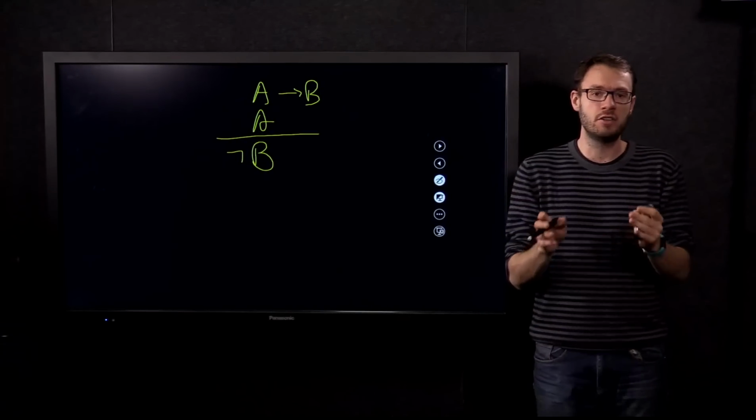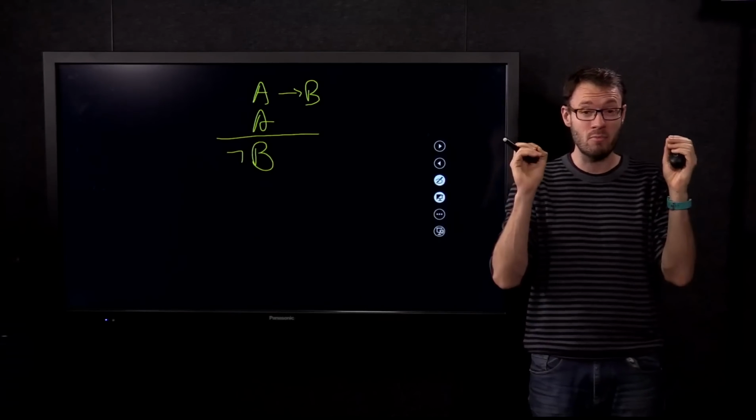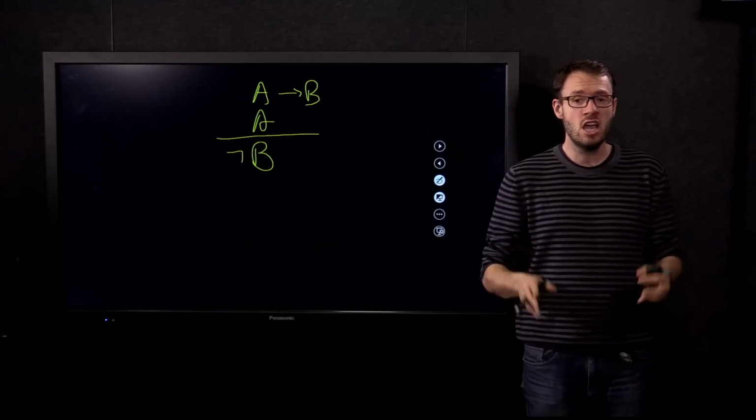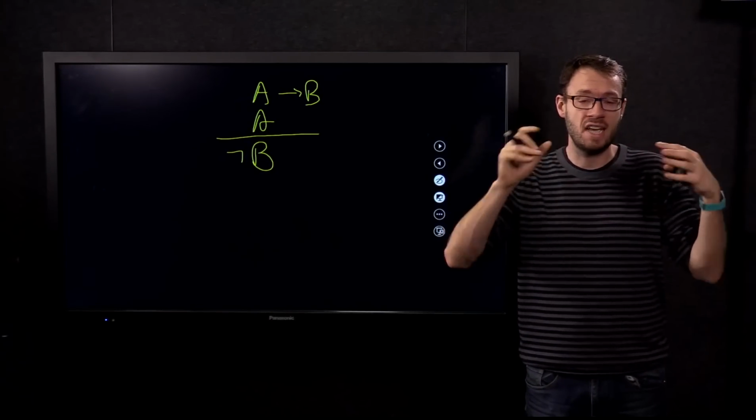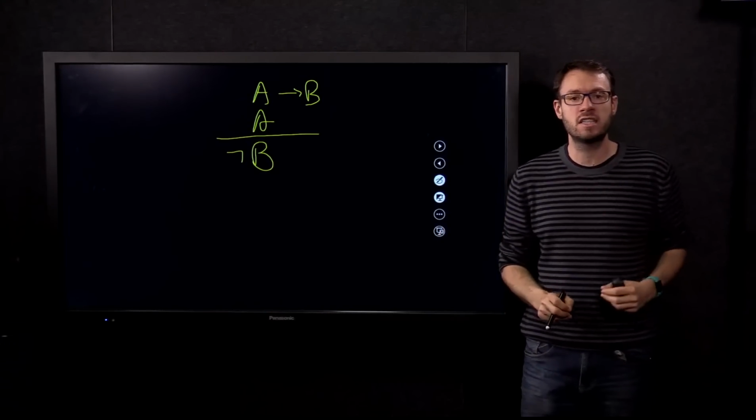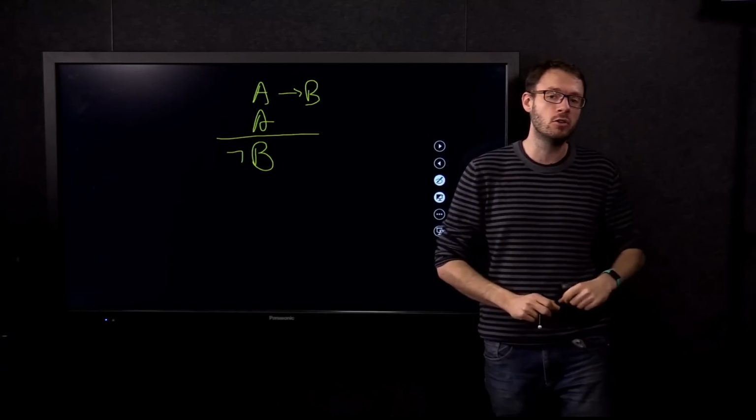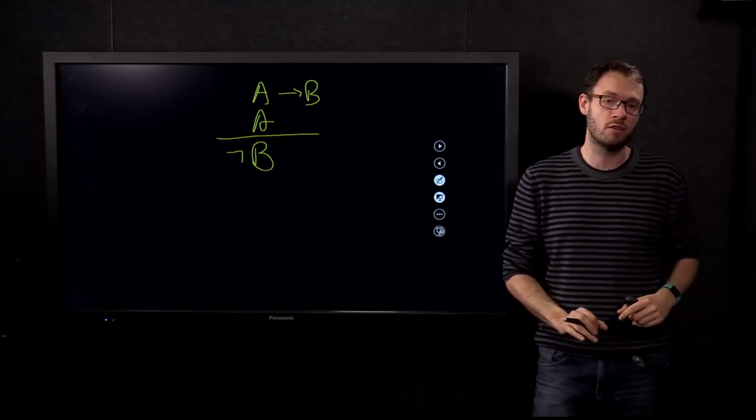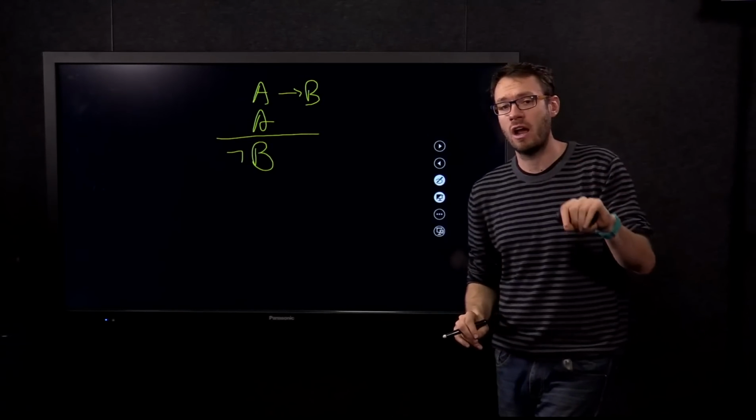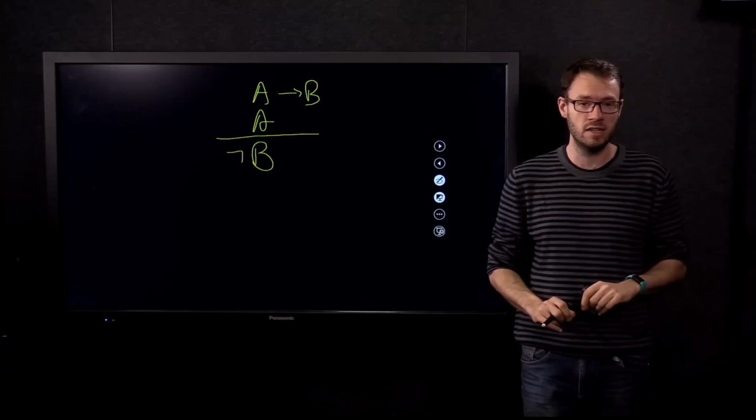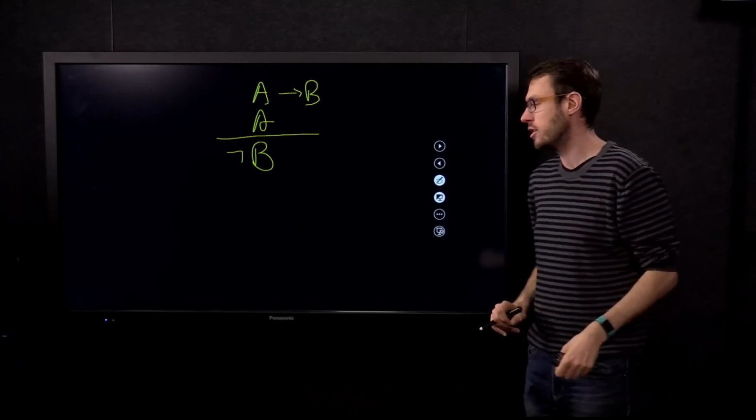If you want a quick and dirty way of remembering exactly what we have to do here: if you've got an argument and you've got to test it for validity, the very first thing you do is add a negation to the conclusion, and then you work through the rules for the rest of the tree. If you don't add that negation to the conclusion, you're not testing the right thing and you're not testing the argument for validity. So always add that negation.